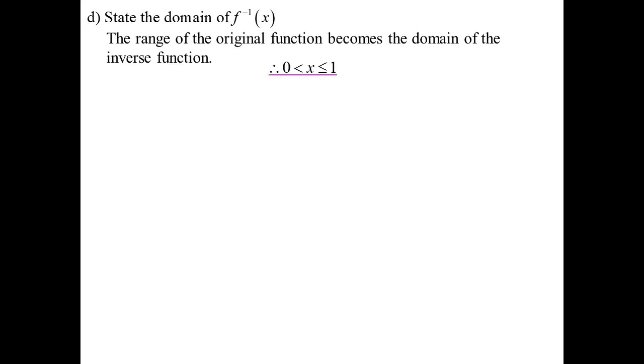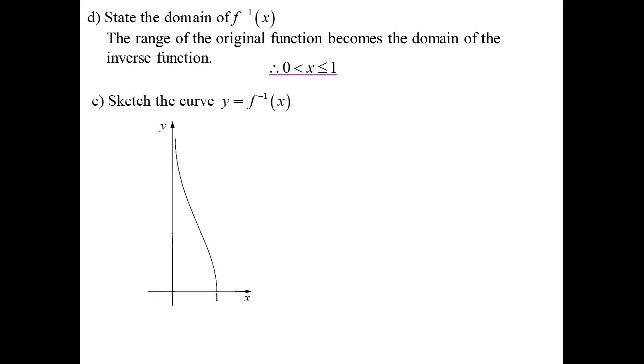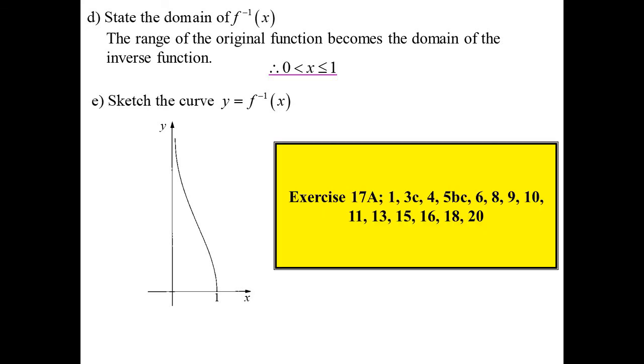So what would the domain of the inverse function be? Well, the range of the original function becomes the domain of the inverse. So looking at the original curve, the range was in between 0 and 1, but not including 0. It went asymptotic to the x-axis. So therefore, the domain of the inverse will become x is in between 0 and 1, but not including 0. And then they want us to give a sketch. And there's my sketch. It's a reflection in the line y equals x. Okay, so 17a, a bit of a recap on inverse functions.